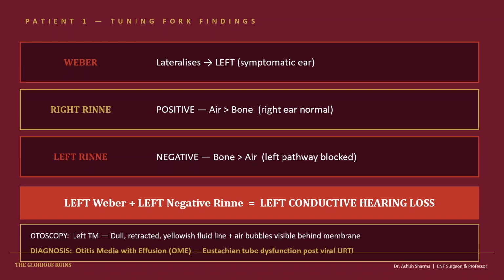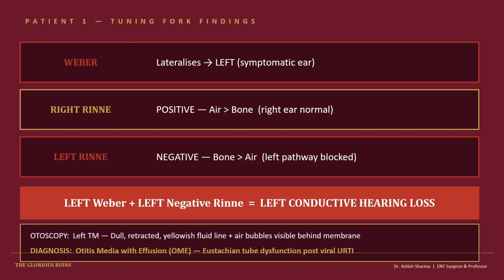I set the tuning fork down, reach for the otoscope again. And what I had seen earlier, which was a dull retracted tympanic membrane, a yellowish fluid line behind it, and air bubbles trapped in the middle ear, is confirmed by my tuning fork tests as my diagnosis, which is otitis media with effusion, left-sided.